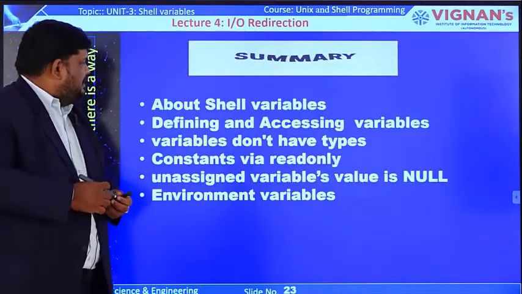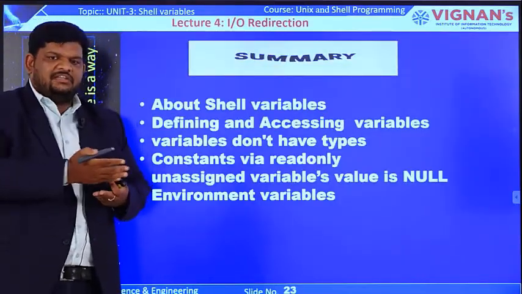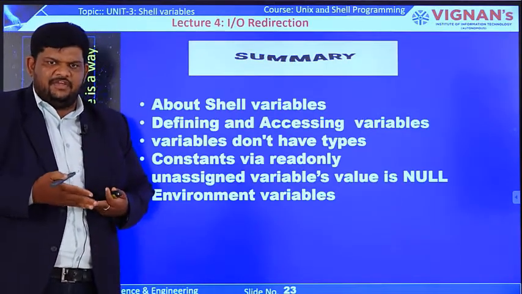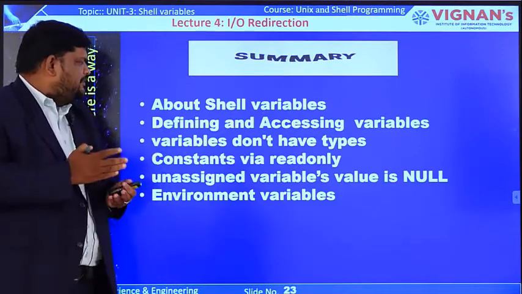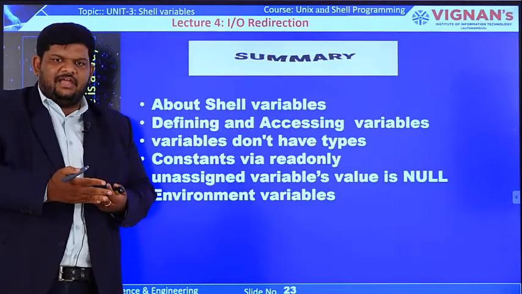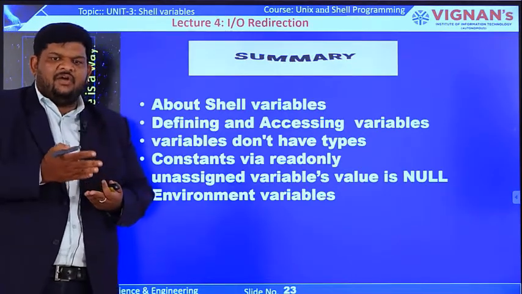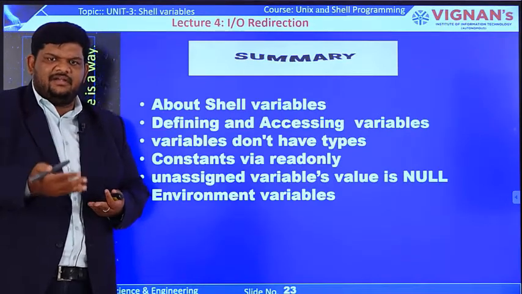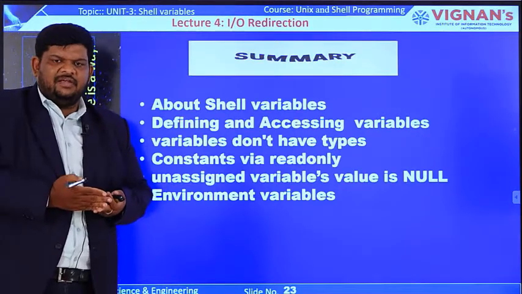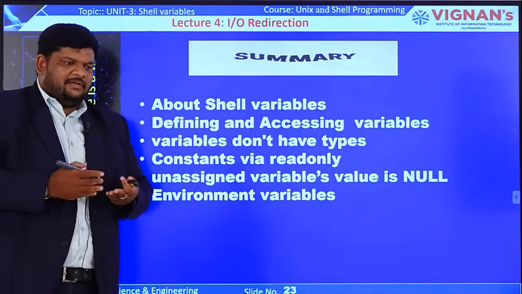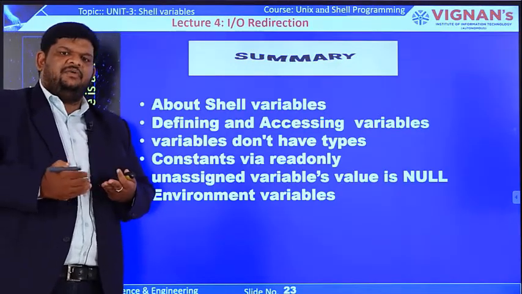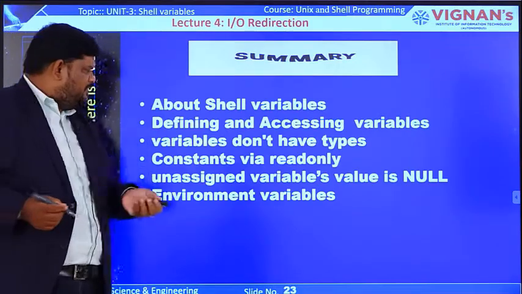To summarize, we saw the introduction of variables and the types of variables: local variables, predefined variables, environmental variables, and shell variables. We saw how to define and access variables, how to assign a constant value with the help of the read command, and how to unset an already declared variable with the unset command. We also saw environmental variables, which must be written in uppercase letters, and how to list all of them with the env and printenv commands. So we saw all these things.